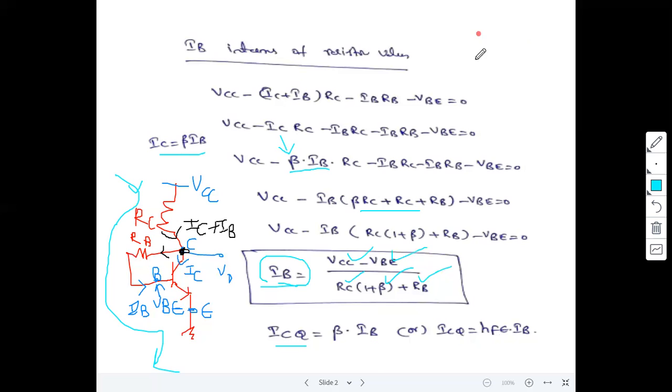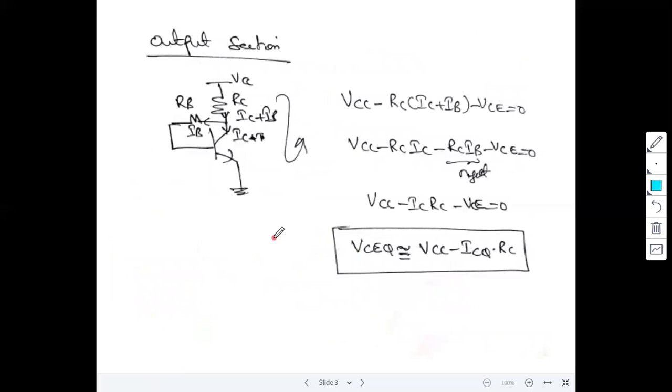Already you know the DC load line concept. Once the base current is fixed, we can easily find ICQ from the load line. This is ICQ and this is VCQ. Now ICQ is equal to beta times IB, or HFE times IB. Now the output section.